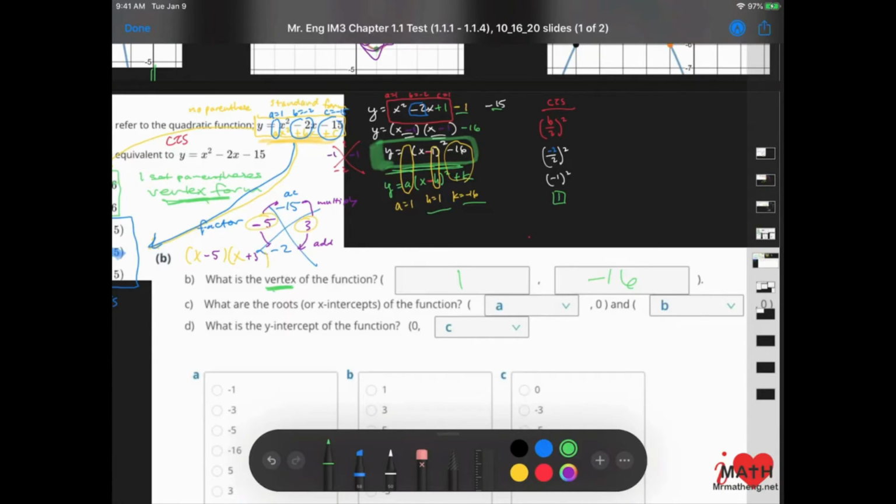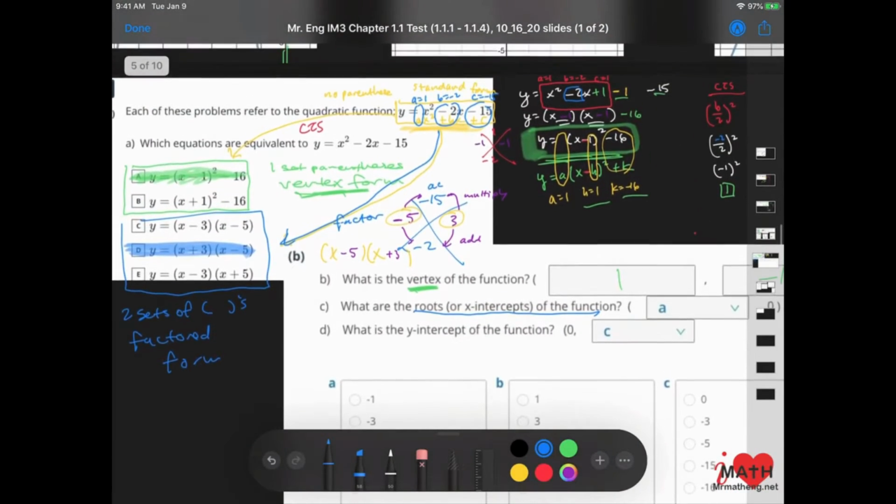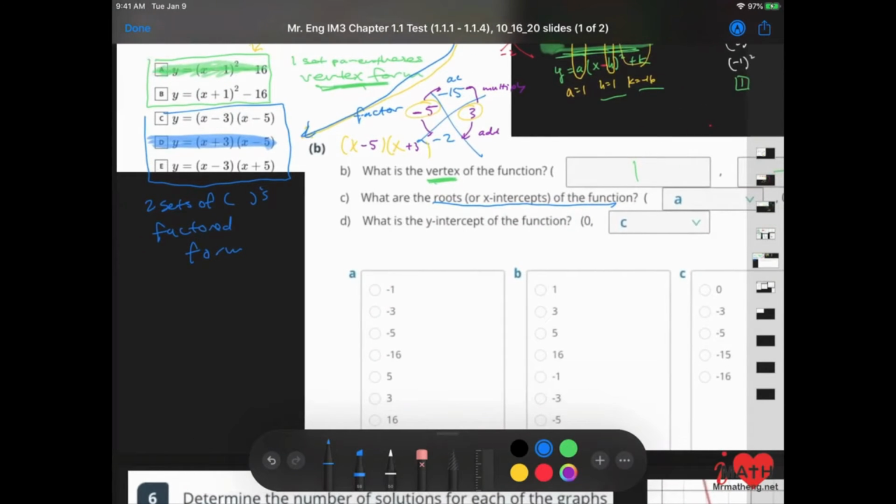And then it says, what are the roots or x-intercepts of the function? What are roots? Remember, I'm hopefully trying to point this out to you guys. In quadratics, it's just where the graph crosses the x-axis. Right? Say this is your parabola, and how do you know what the answers are? Look.